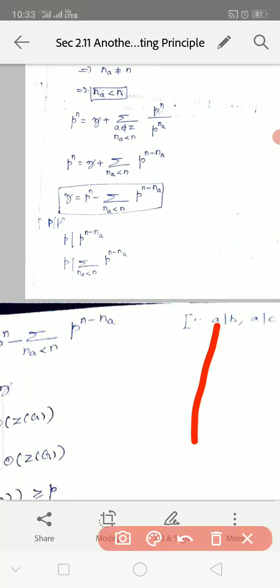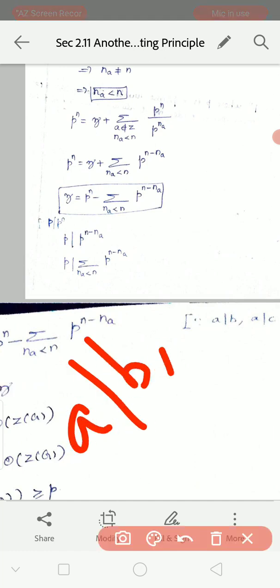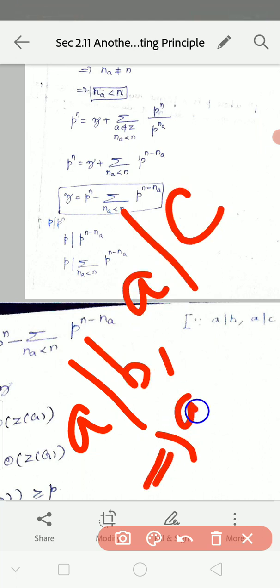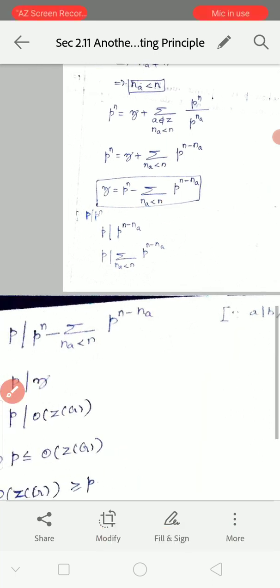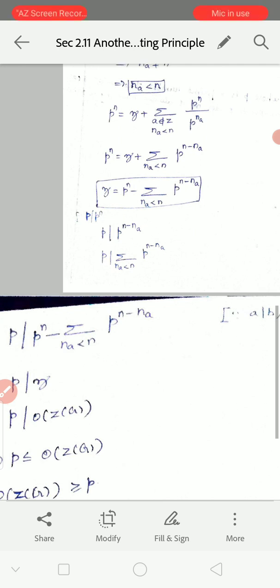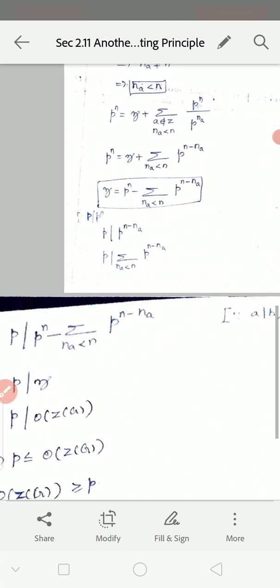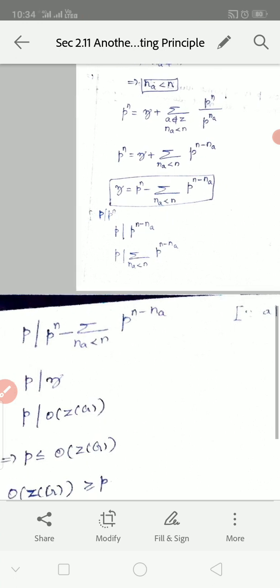So, a number theory concept: if a divides b and a divides c, then a divides bx plus cy. Using this result, p divides p power n, and p divides summation over n_a less than n of p power n minus n_a. Combining these values, p divides p power n minus summation over n_a less than n of p power n minus n_a, which is the value z. Already we found the value z. So applying this, p divides z. Here z is the order of the center of G. So p divides order of Z of G.